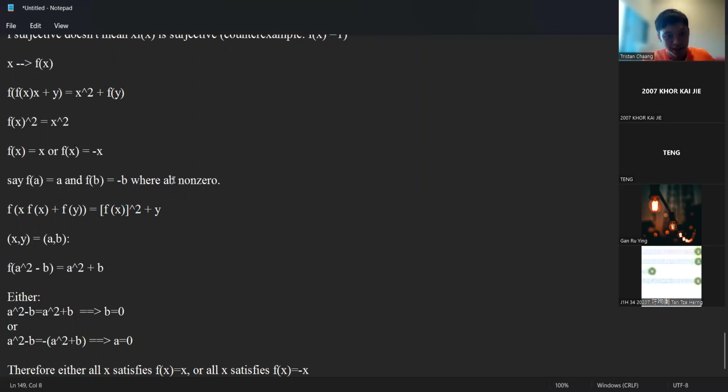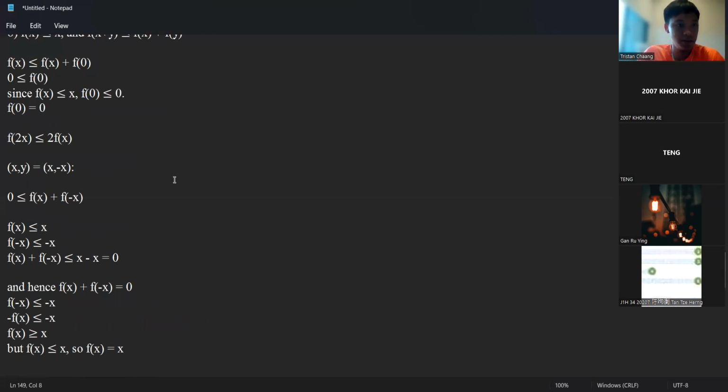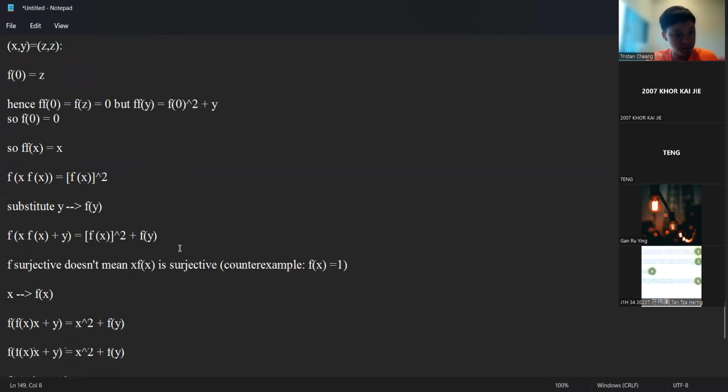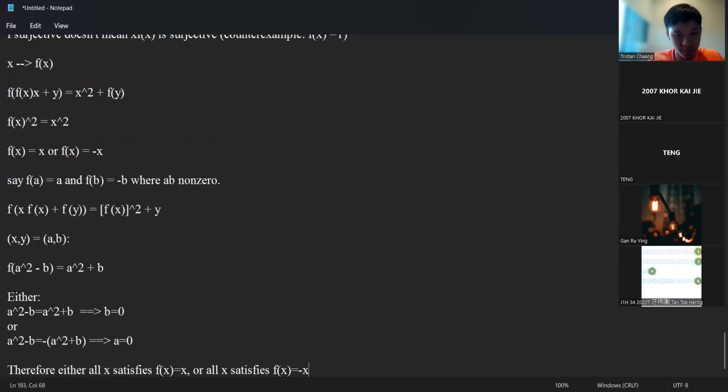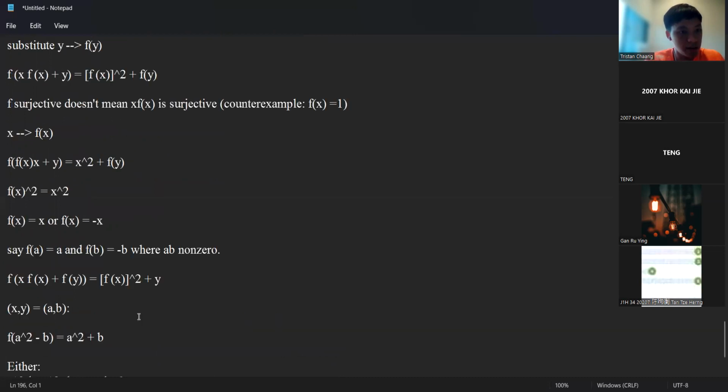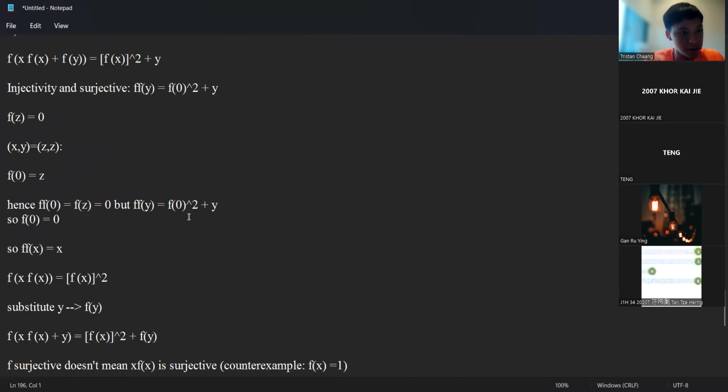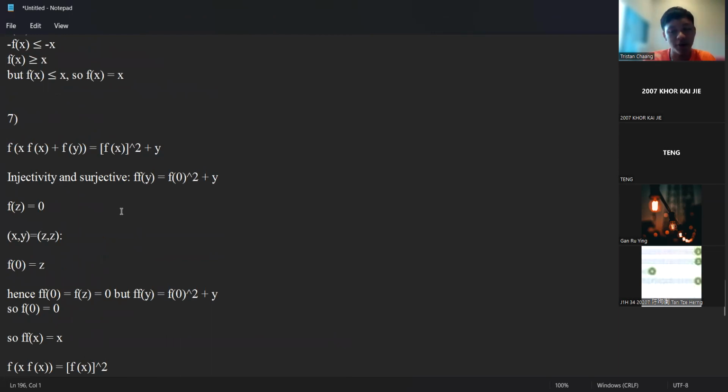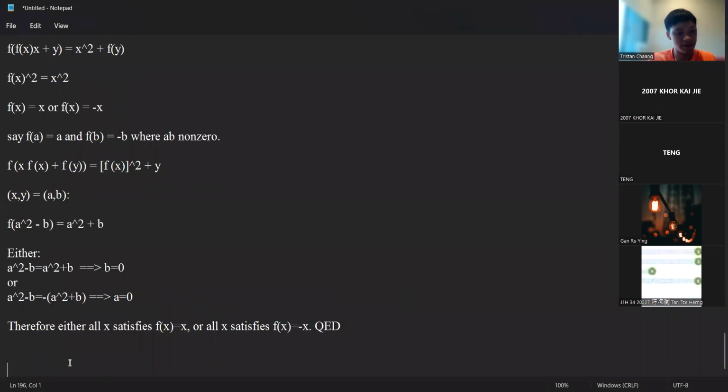Okay, any questions? All right, then let's move on to the next one. Problem 7 is a bit harder than the previous ones. Let's do problem 8. Problem 8 looks very much like Cauchy again. So f(x squared plus y) equals f(x) squared plus f(y), right?